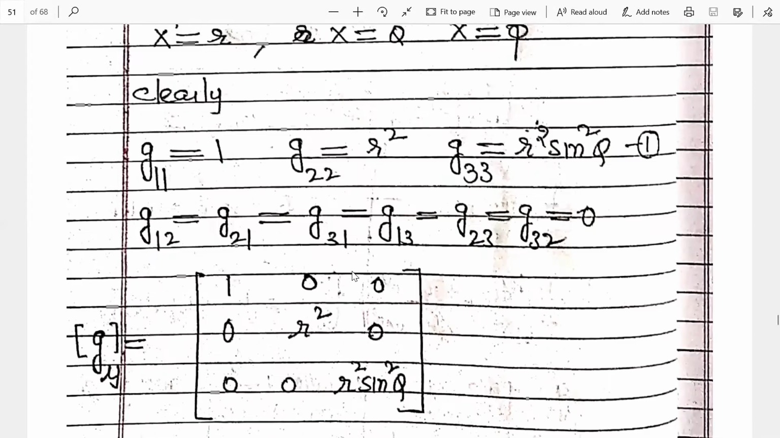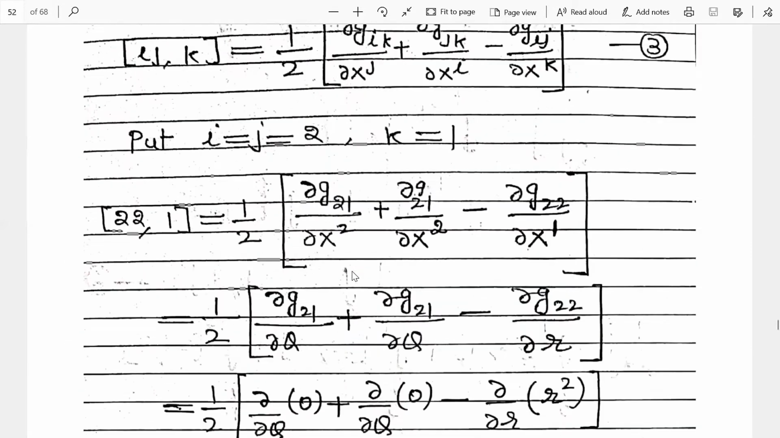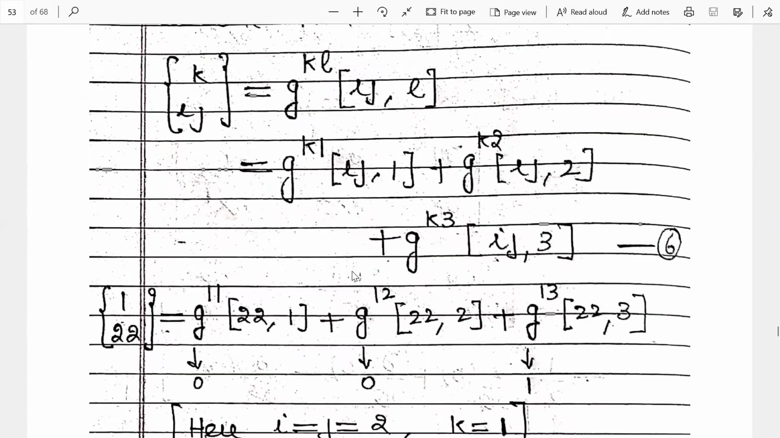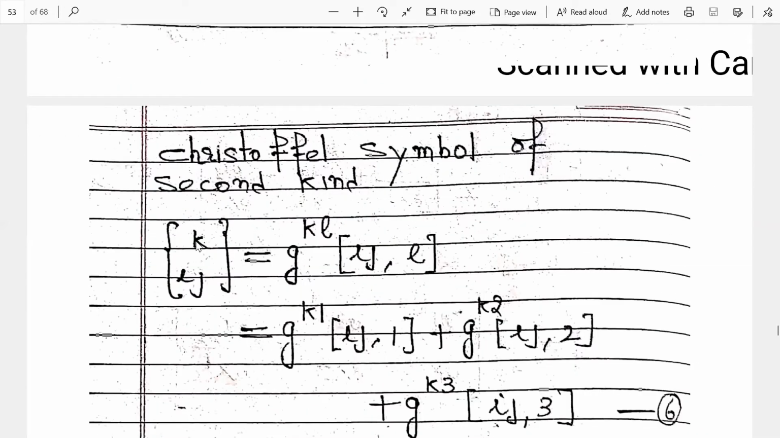Now, go to the second part. What is the formula for the Christoffel symbol of the second kind? That is Γ^k_ij, which is equal to g^kl [ij, l]. So this l is a new index that we introduced. Now this is a sum over the number of coordinate axes. In this case, the number of coordinate axes is 3, so l is running from 1 to 3.